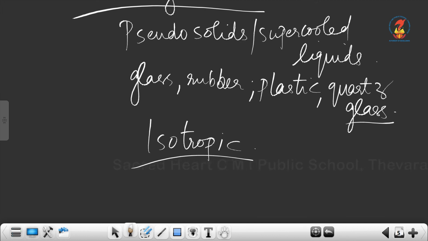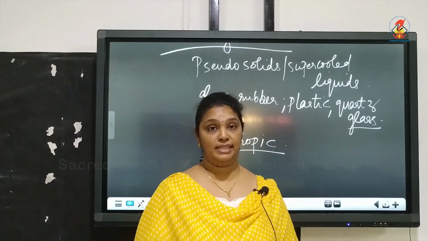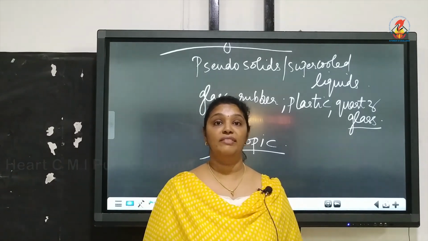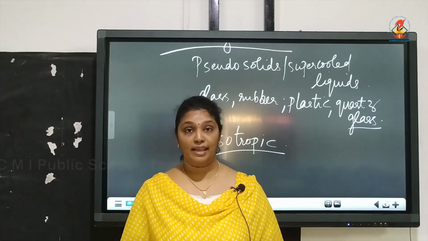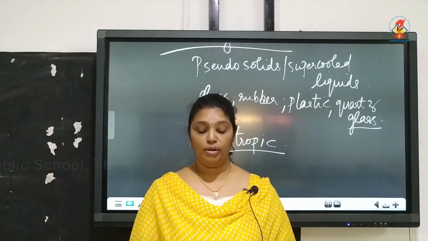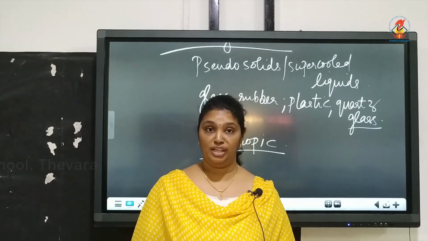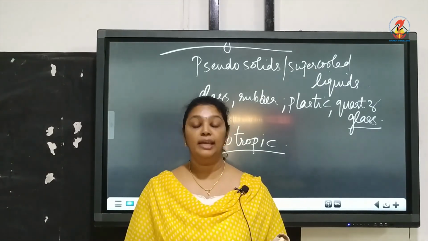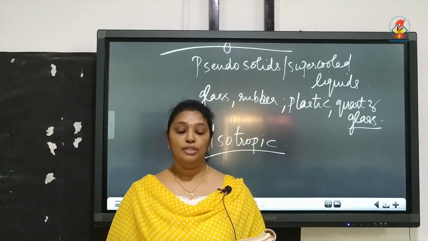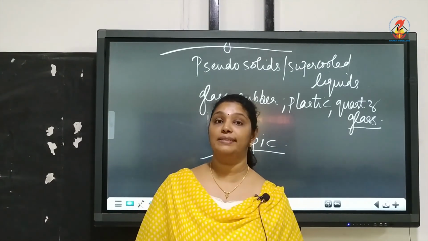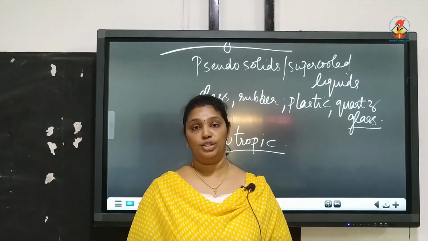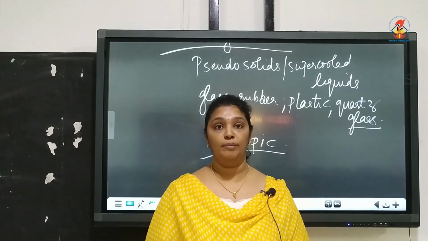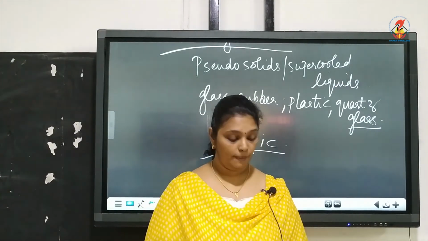Now, anisotropy means the values of physical properties are different along different directions. Isotropy means the values of physical properties are same in any direction. So, amorphous solids are isotropic in nature because there is no long range order in them and the arrangement is irregular along all the directions. So, the value of physical property would be the same along any direction. So, these are the important properties of crystalline and amorphous solids. Thank you.